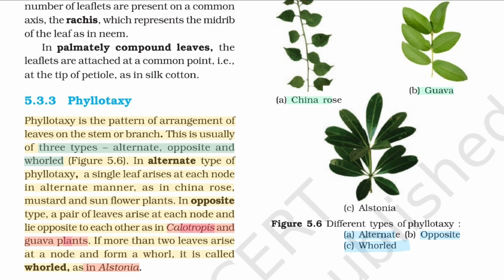5.3.3 Phyllotaxy. Phyllotaxy is the pattern of arrangement of leaves on the stem or branch. This is usually of three types: alternate, opposite, and whorled, figure 5.6. In alternate type of phyllotaxy, a single leaf arises at each node in alternate manner as in China rose, mustard and sunflower plants. In opposite type, a pair of leaves arise at each node and lie opposite to each other as in calotropis and guava plants. If more than two leaves arise at a node and form a whorl, it is called whorled, as in Alstonia.